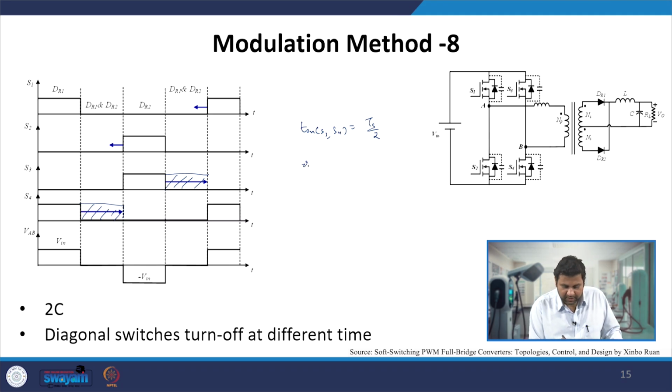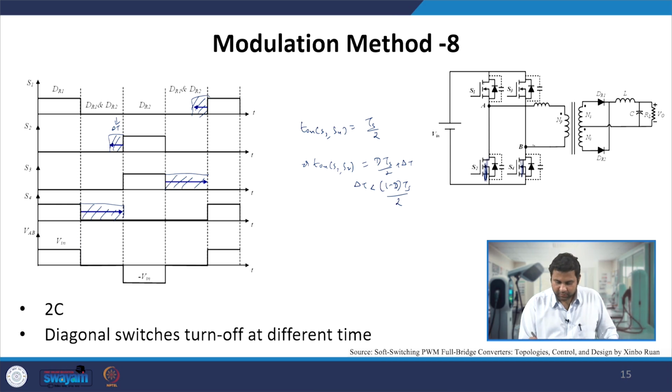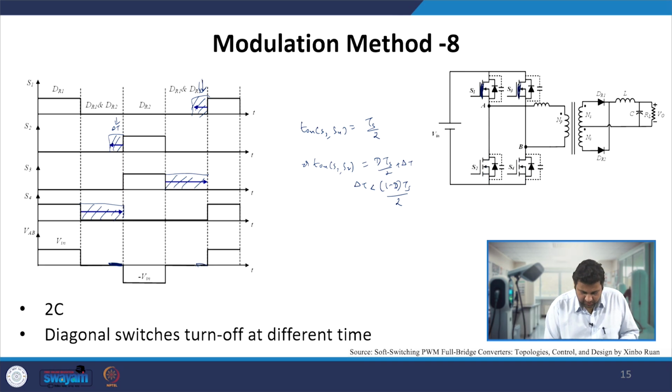So that's when we will get T on of S1 and S2 is nothing but dTs by 2 plus delta t, where delta t is less than 1 minus dTs by 2. Now because of that, if we look very carefully, we have extended here. During the delta t time, when both S2 and S4 are on, the voltage across VAB will still be 0 at this point. Similarly, during this period of time, our S1 and S3 are on, so VAB will still be 0 here.